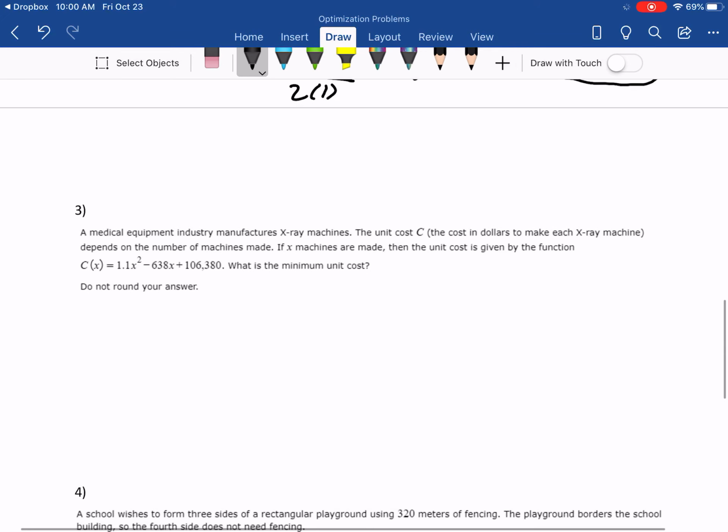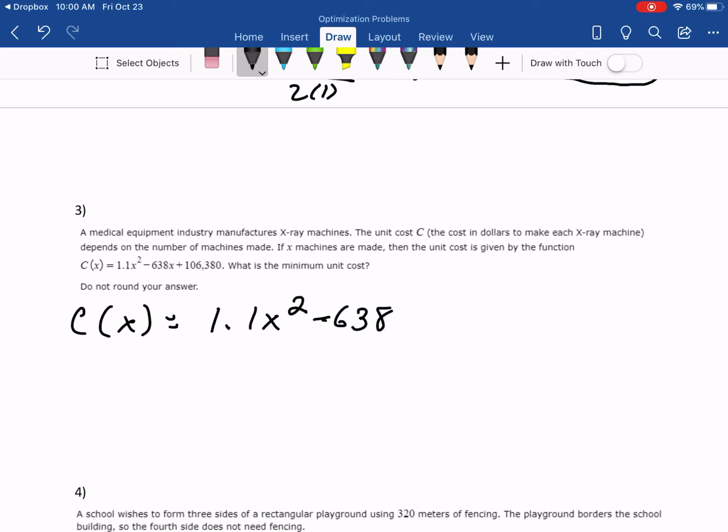All right, number 3. A medical equipment industry manufactures x-ray machines. The unit cost, which is the cost in dollars to make each x-ray machine, depends on the number of machines made. So we've got C of x equals 1.1x squared minus 638x plus 106,380. So C is cost, x is number of machines. And we want to know what the minimum cost is.